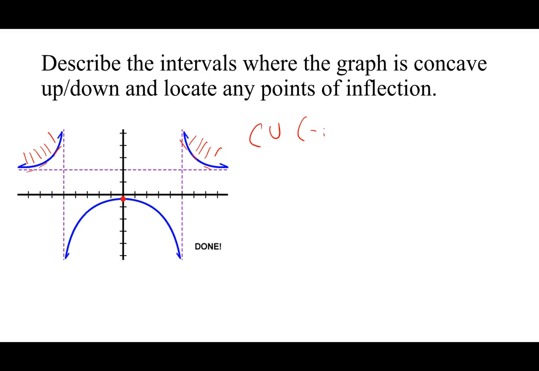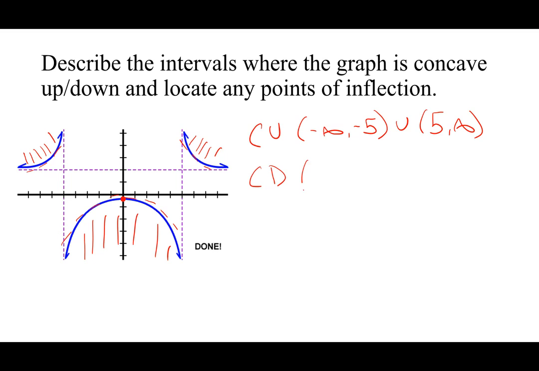The piece all the way to the left, that would be from negative infinity to the asymptote, which is -5. Then again, from the right asymptote, which would be 5, to infinity. It's going to be concave down in the middle. All the water would be spilling out and all the tangent lines would be above. So I would say that that's concave down from x equals -5 to x equals +5. And remember, those are x values and you're only going to use parentheses.